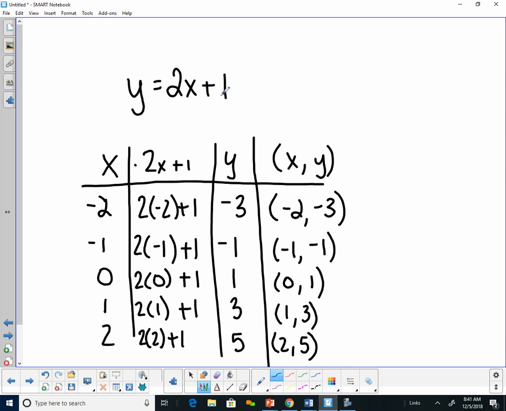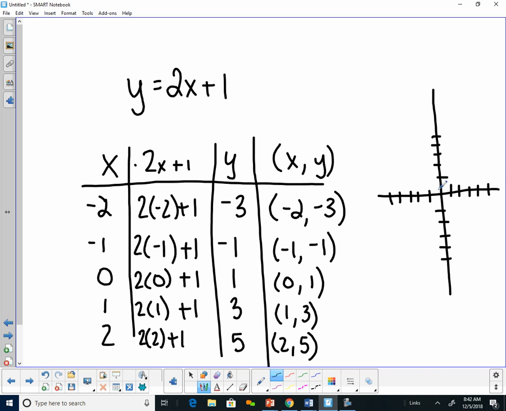Now at this point, I have taken my function. I have created a table which has given me a relation with the ordered pairs. Now you're going to graph. So you will have graph paper, but we're going to freehand this one. I'm just going to put some little marks here to help me with my spacing in a moment.